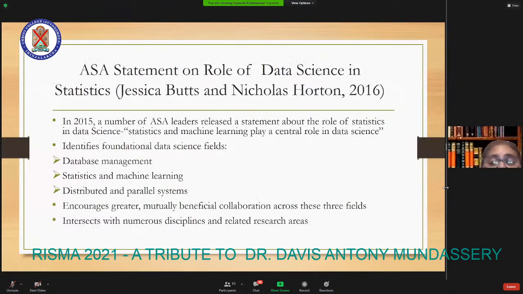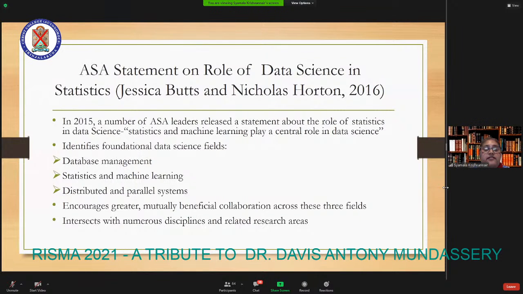So in this slide, I'll be looking at the role of data science in statistics. It's an ASA statement, the American Statistical Association statement that was highlighted by Jessica and Nicholas in 2016. In 2015, a number of ASA leaders released a statement about the role of statistics in data science. They said that statistics and machine learning play a central role in data science. We all know about it.